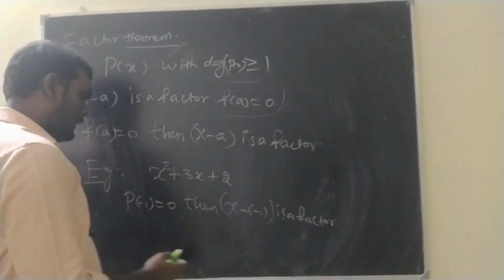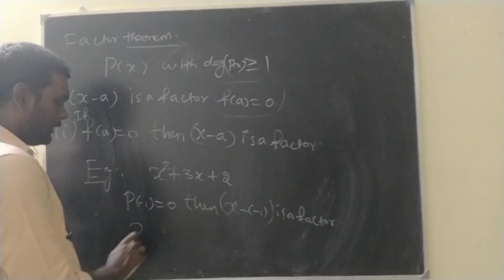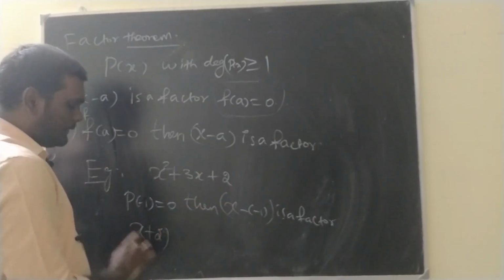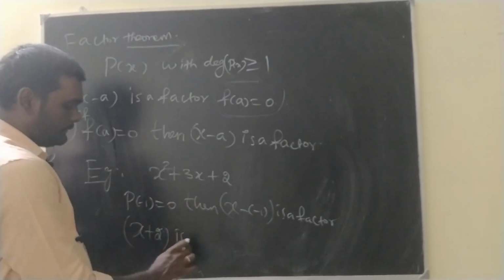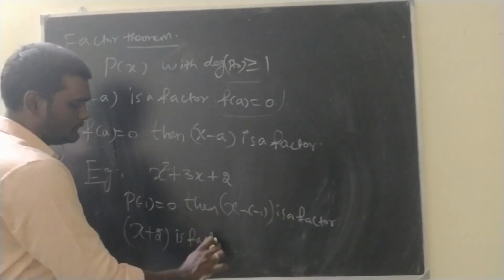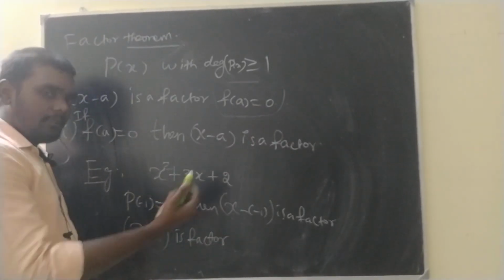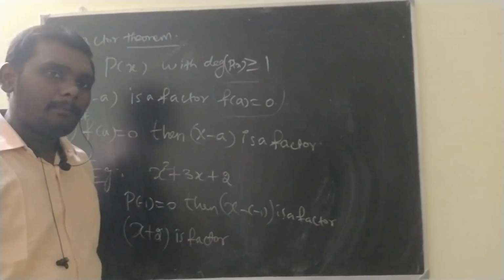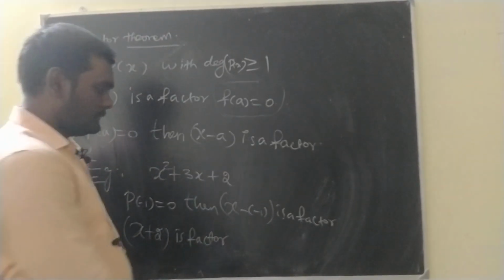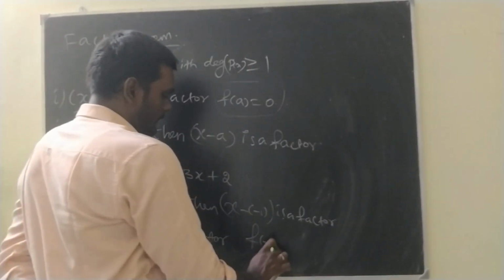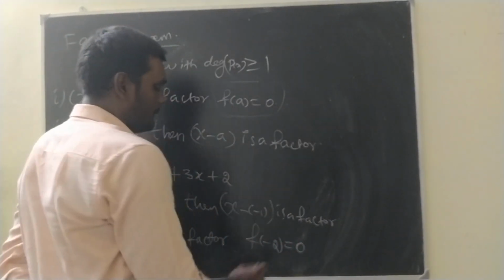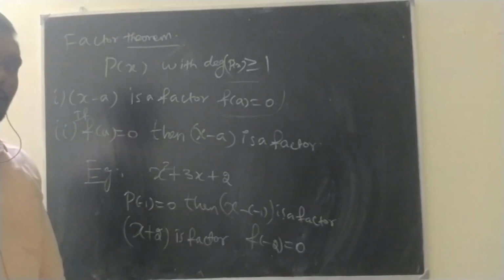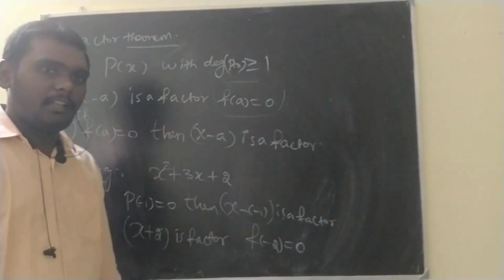Suppose we know that x plus 2 is a factor of this polynomial. If we know that in prior, then what can we say? Which one will become 0? f of minus 2 is equal to 0. That means minus 2 is a 0 of the polynomial. That is what this factor theorem says.